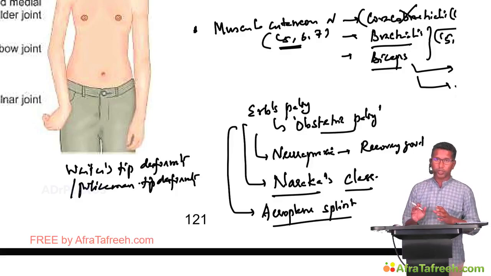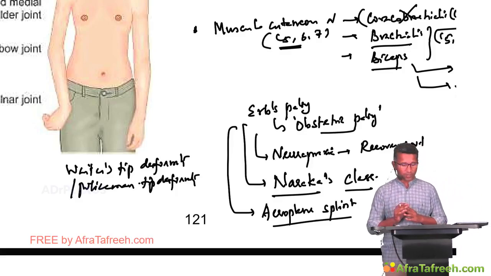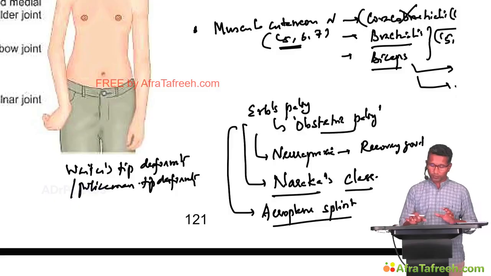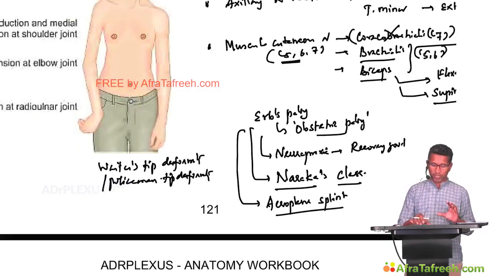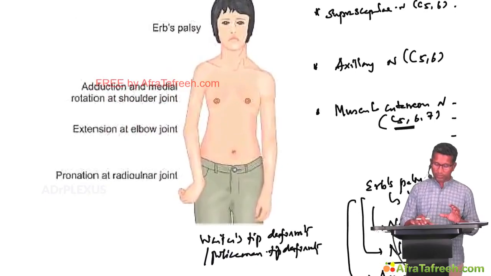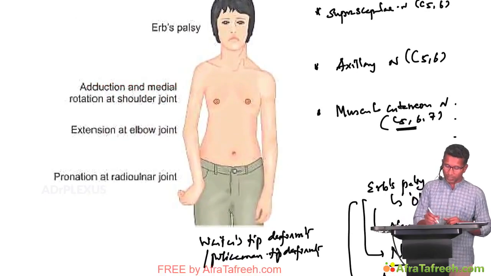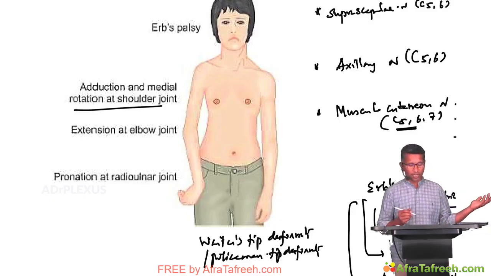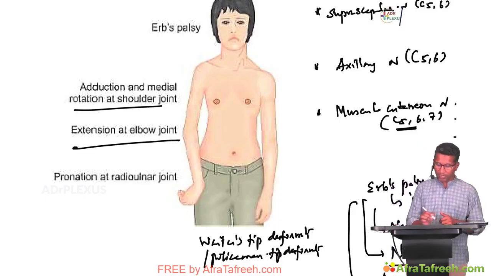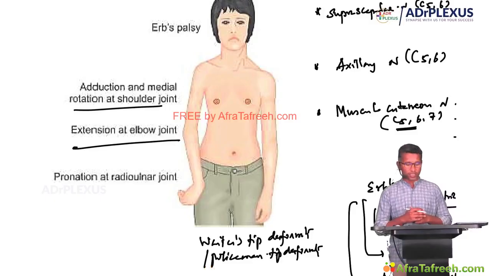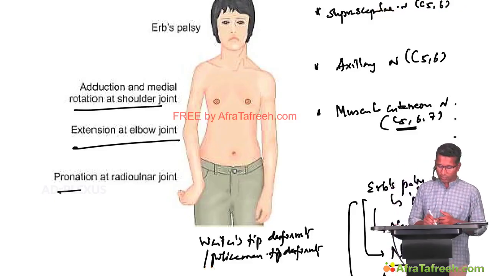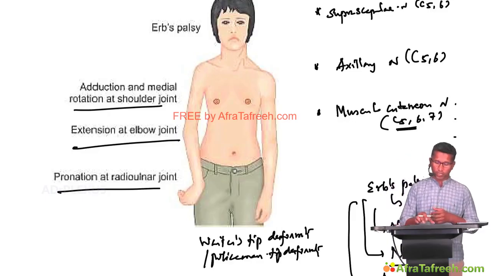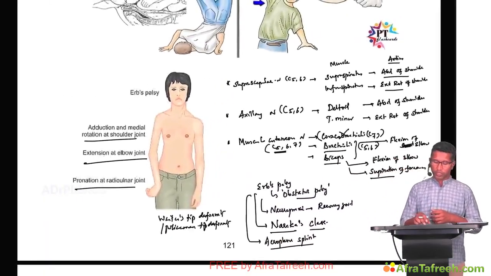Okay, so I'm not going into the details of splints, that will become an entirely different topic. So we are restricting ourselves to Erb's palsy now. These are the things which happen in Erb's palsy. There is adduction and medial rotation of the shoulder joint, because abductors and external rotators are not working. Flexors are not working at the elbow joint, so the elbow goes for extension. Supinators are not working, so the forearm goes for pronation. This is the classical attitude of Erb's palsy. I hope you understood what is called Erb's palsy.